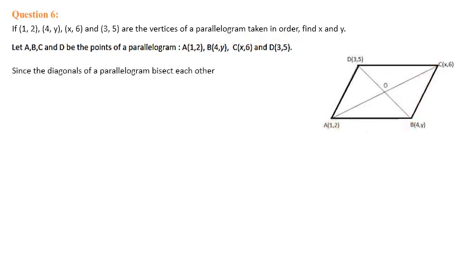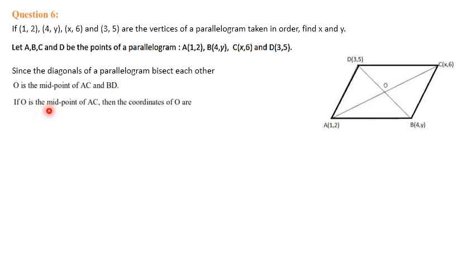And there is a property in parallelograms. The diagonals of a parallelogram bisect each other. Means here two diagonals are there, AC and BD, and this AC and BD will bisect each other at O. Means O is the midpoint of AC as well as BD. That is the result.